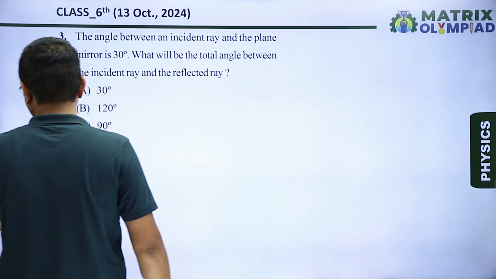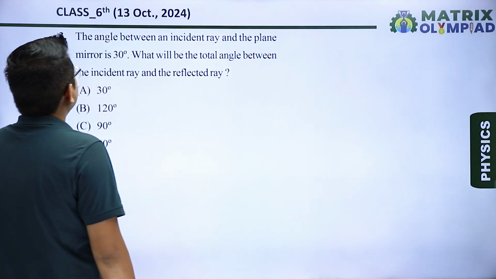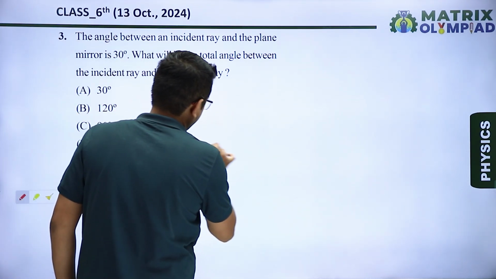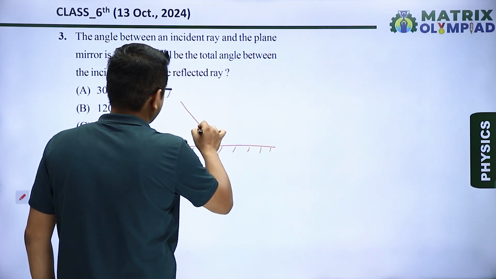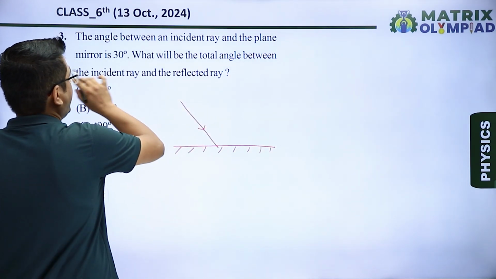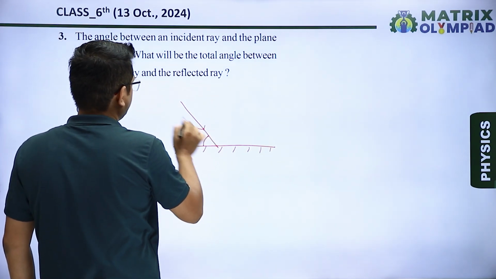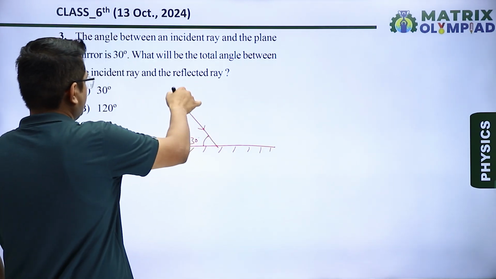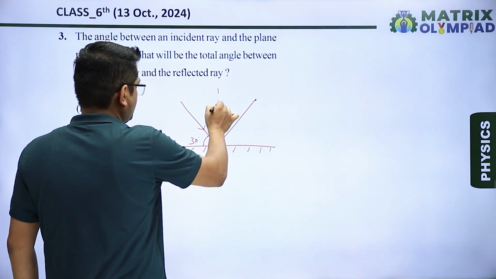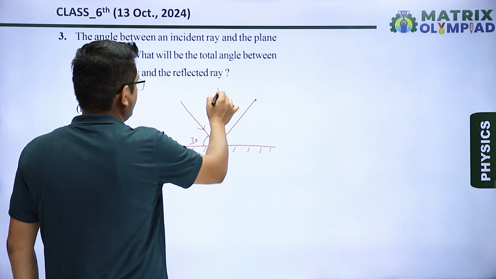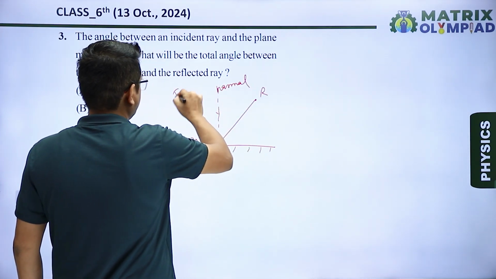Next, question number 3. The angle between incident ray and the plane mirror is 30 degrees. So let us draw a plane mirror first. Okay. So let us have a plane mirror and let's say this is the incident ray. And it is said the angle between incident ray and plane mirror, that means this angle is given 30 degree. Okay, definitely when this ray will fall on this mirror, it will reflect back by laws of reflection. This will be known as normal. Okay, so I will write it here, normal. This is reflected ray, this is incident ray.